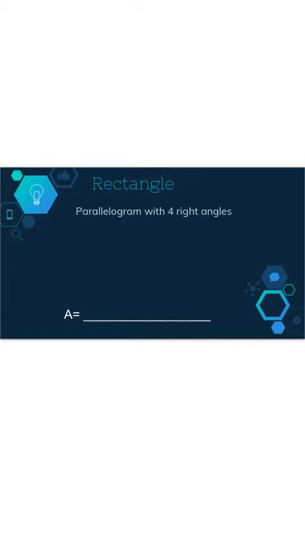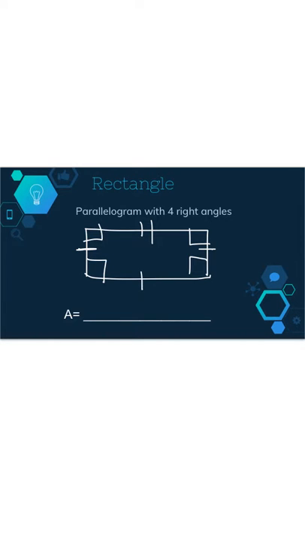A rectangle is a parallelogram with 4 right angles. So you will see it make 4 perfectly 90-degree angles, but only one set of the sides is congruent. The other set is congruent to each other as well. The area for a rectangle is length times width.